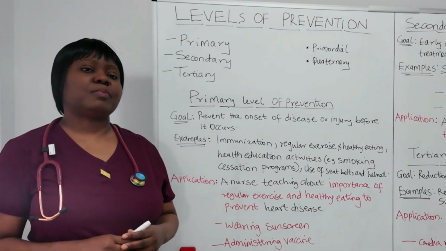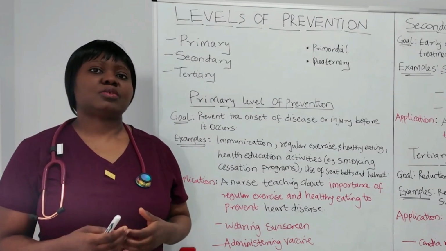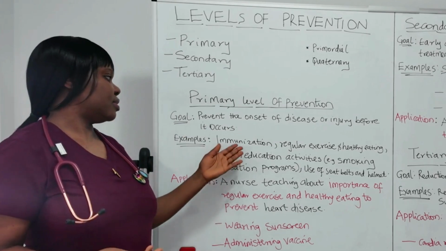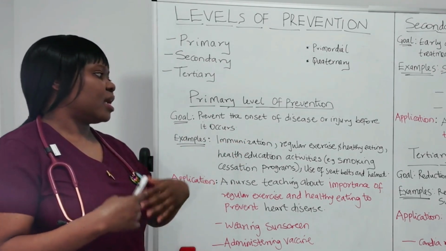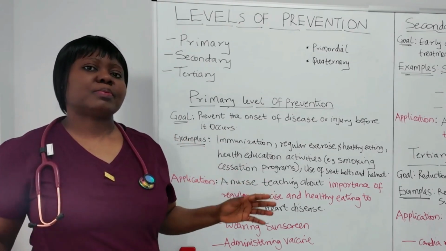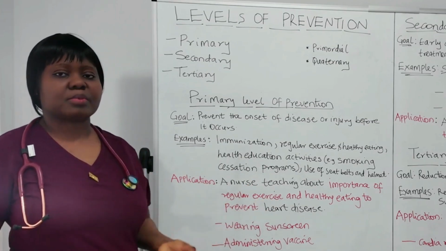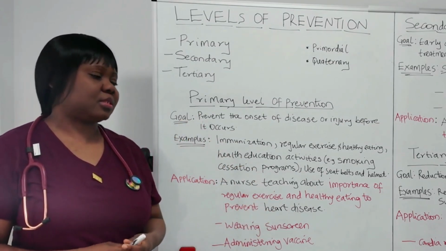Now, for primary level of prevention, the goal is to prevent the onset of disease or injury before it occurs. Examples include immunization, regular exercise, healthy eating, health education, and any activities that stop development of a disease condition, like smoking cessation programs, use of seat belts, and use of helmets to prevent injuries.